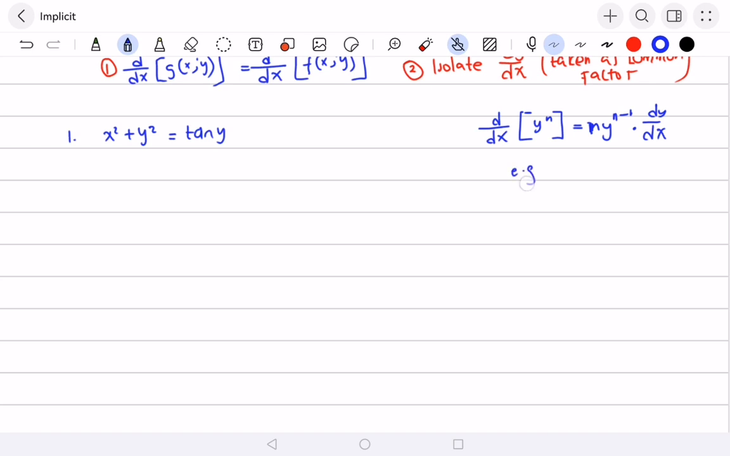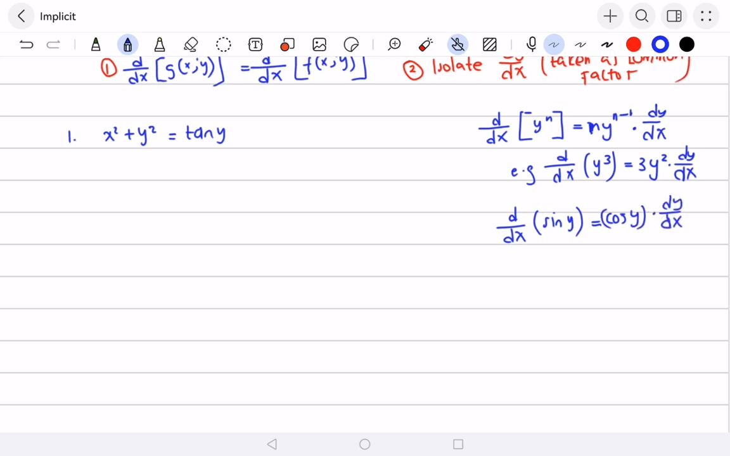For example, if you're taking d over dx of y cubed, this is going to be 3y squared multiplied by dy over dx. That is how you differentiate y, because y itself is a function of x. Let's do another example. Say you have d over dx of sine y. We take the outer function, which is cos y, then we multiply it by dy over dx.